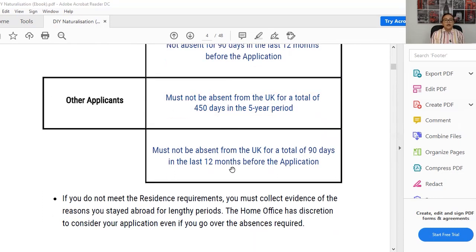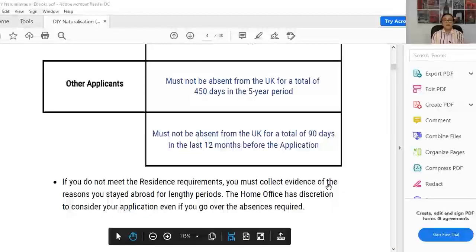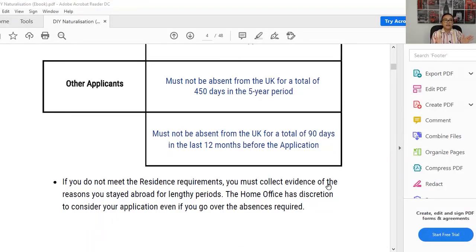Okay, so it says here, if you do not meet the residence requirements, you must collect evidence of the reasons you stayed abroad for lengthy periods. The Home Office has discretion to consider your application even if you go over the absences required. For example, there may be reasons why you've been out of the country for, instead of 90 days, 110 days, let's say. So that's going over by 20 days, the required absence.